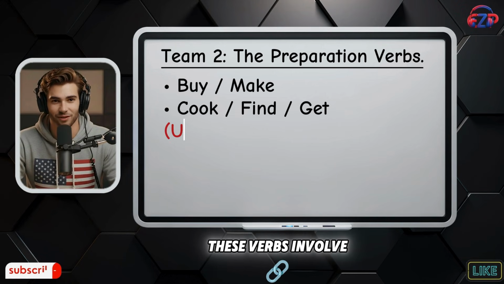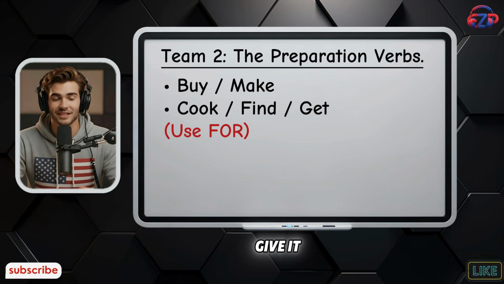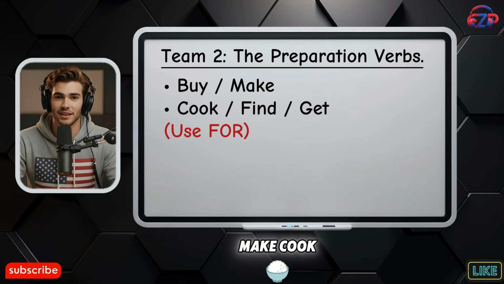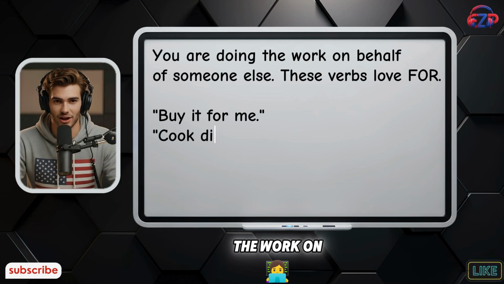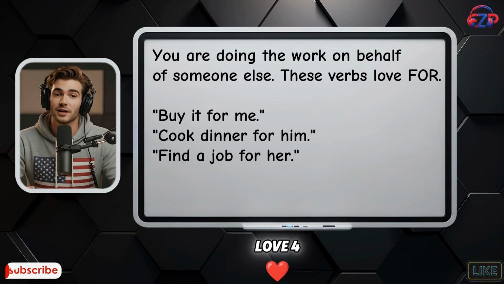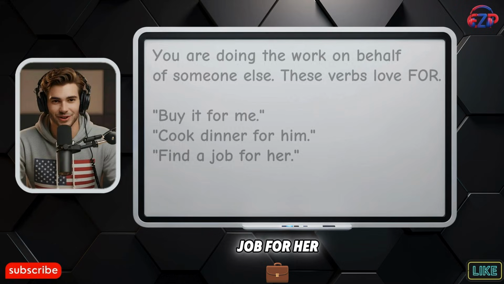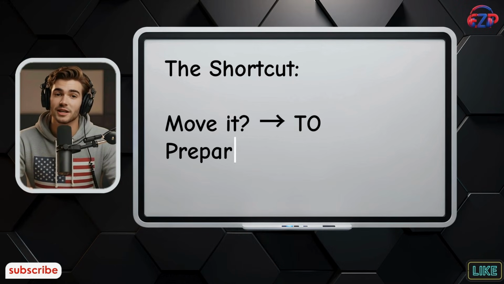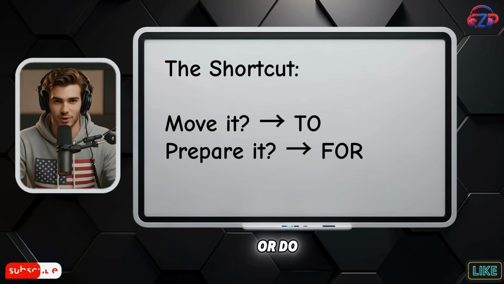Team 2, the preparation verbs. These verbs involve creating, preparing, or finding something before you give it. Buy, make, cook, find, get. You are doing the work on behalf of someone else. These verbs love for. Buy it for me. Cook dinner for him. Find a job for her. So ask yourself, does the object move immediately, to, or do I have to prepare it first, for?